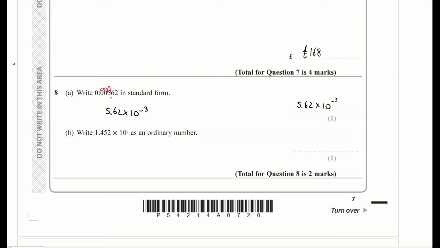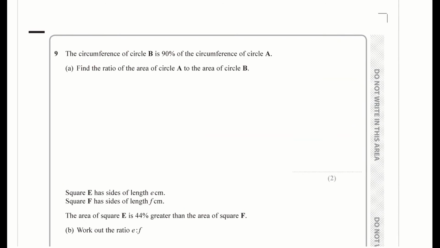8b, write 1.452 multiplied by 10 to the power of 3 as an ordinary number. So I need to move my decimal point 3 places, and it's a positive 3, so I'm moving it up the number line. So 1, 2, 3. My decimal point is going to go after the 2, so that's 1452.0. I can put as many zeros there as I wish, but that's the same as 1452 as my answer. You can always check these by typing them in your calculator and verifying your answer is right. That's question 8.